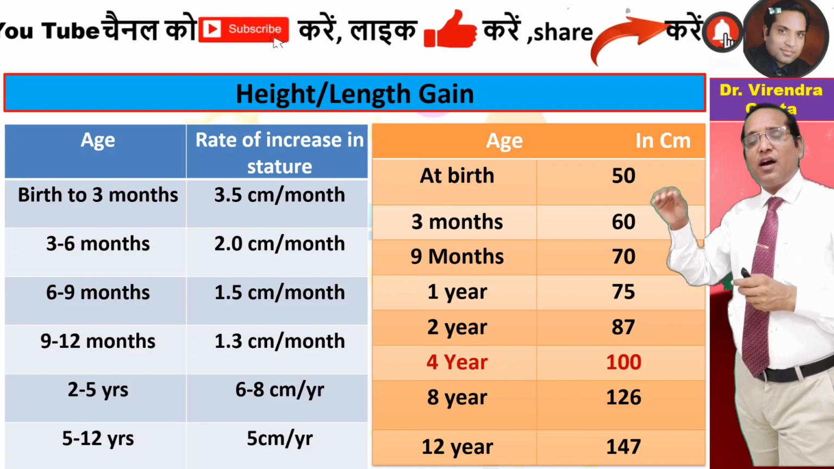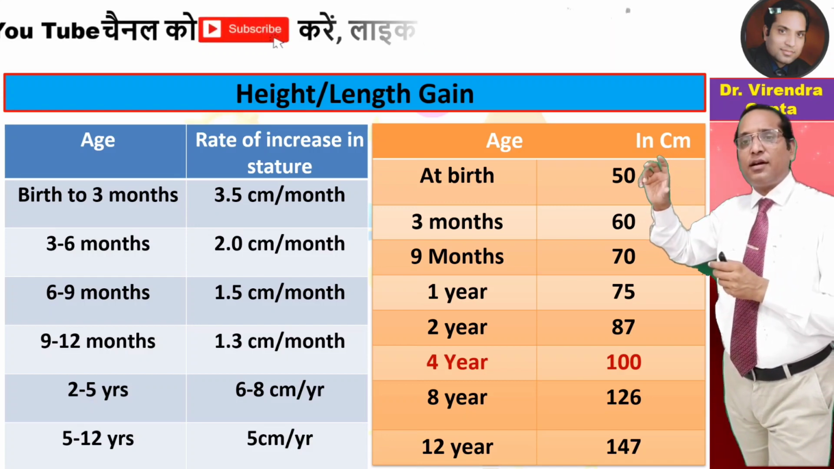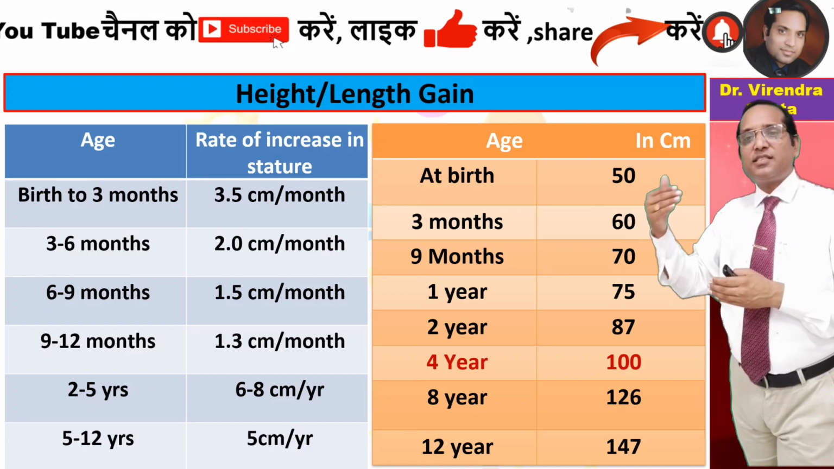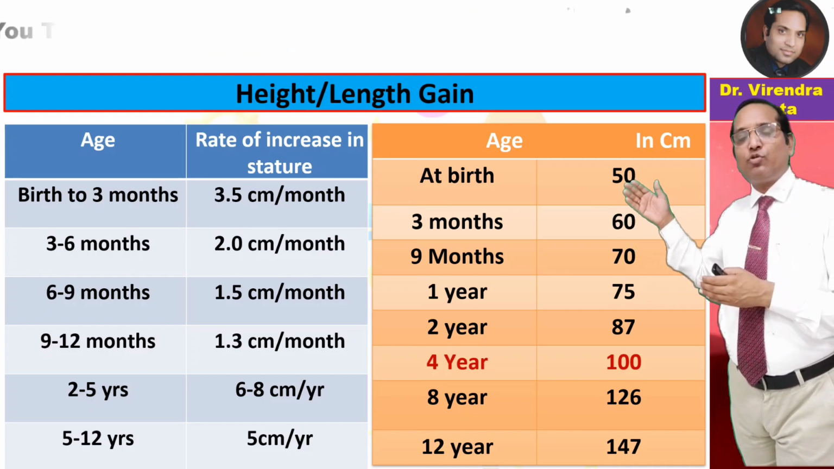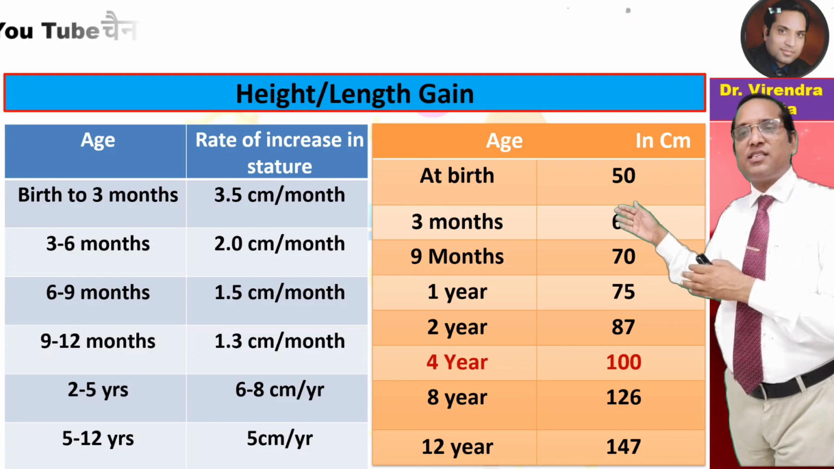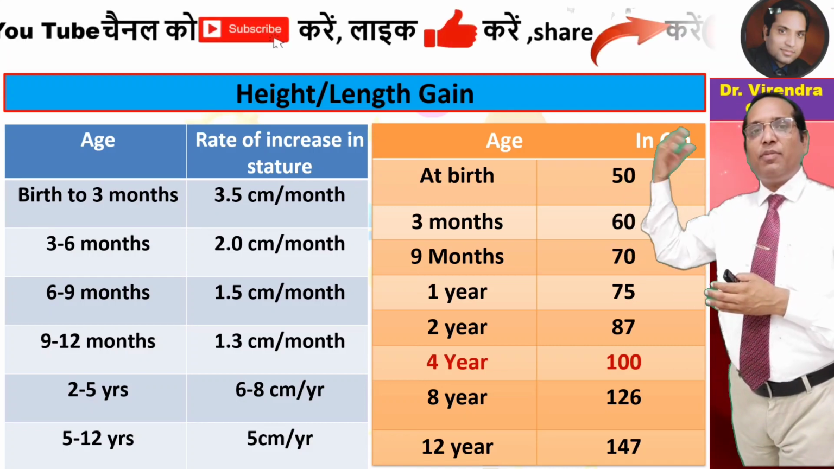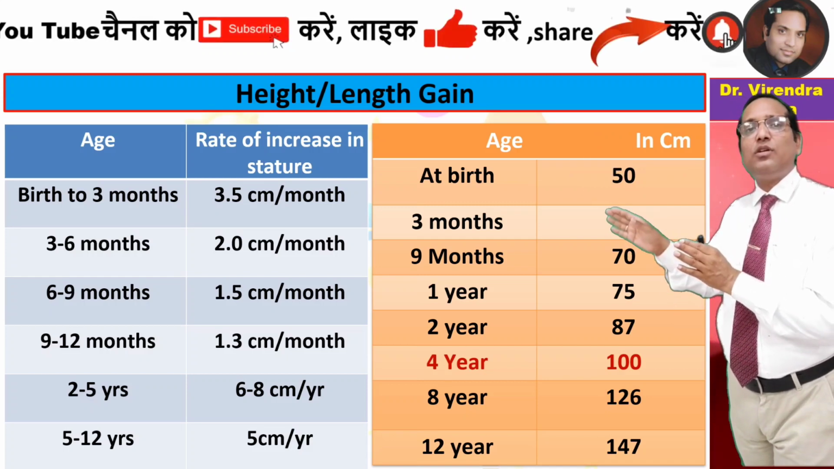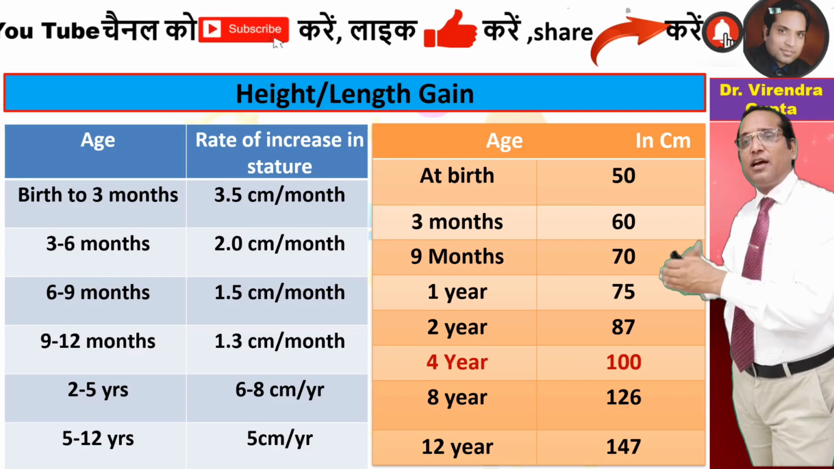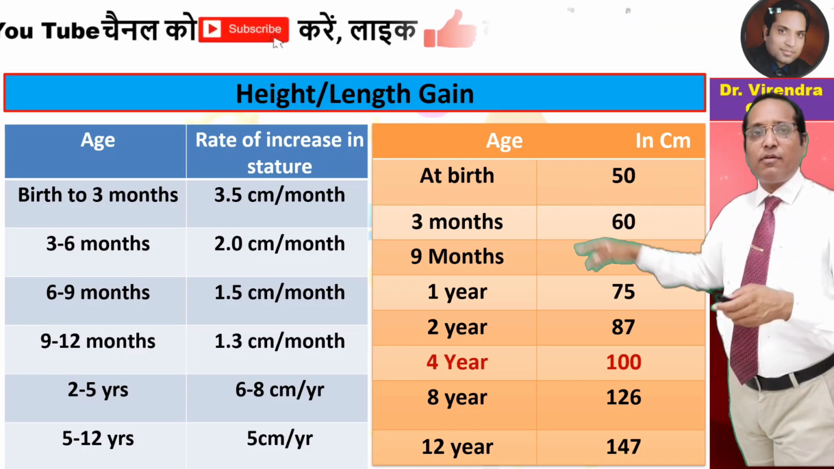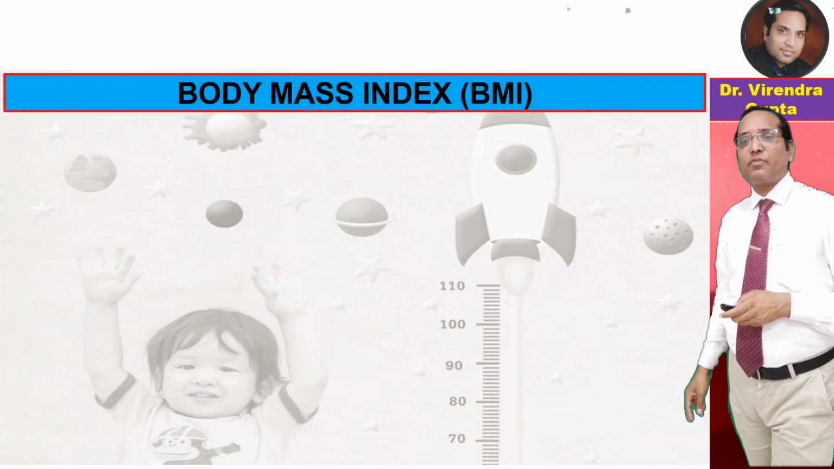So guys, at birth length is around 50 centimeter, which increases in 3 months up to 60 centimeter, and up to 9 months of age it is around 70 centimeter. At 1 year it is around 1.5 times the birth length, about 75 centimeter, and it doubles at the age of 4 years to 100 centimeter of the birth length.